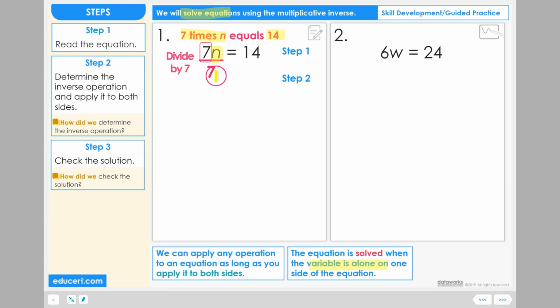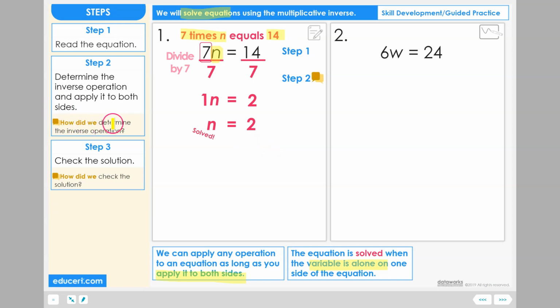If we divide by 7 on one side, we must apply it to both sides. 7n divided by 7 leaves you with 1n, and 14 divided by 7 equals 2. 1 times n equals n, so n equals 2 is your solved equation.